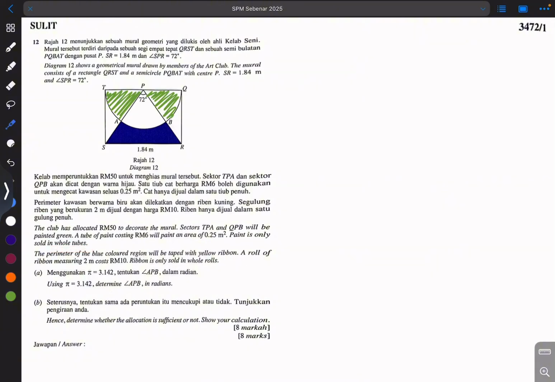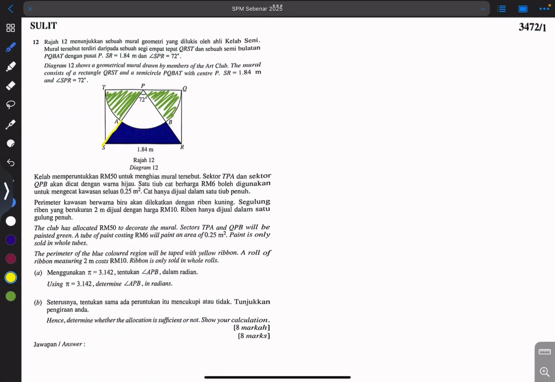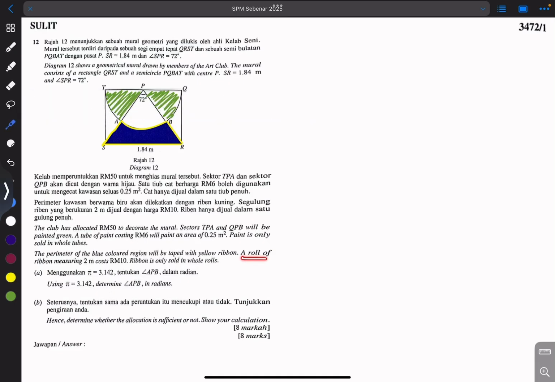Okay. Wow, so many information. Okay. Perimeter, the price later we see. Okay, the price allocation. Perimeter of the whole blue color region will be taped with yellow color ribbon. So let's take yellow color. So they're gonna tape this with yellow color. Okay, a yellow ribbon. A roll of ribbon measuring 2 meter costs 10 ringgit. Ribbon is only sold in whole rolls. Okay, fine. A. Using pi 3.142, determine APB in radians.